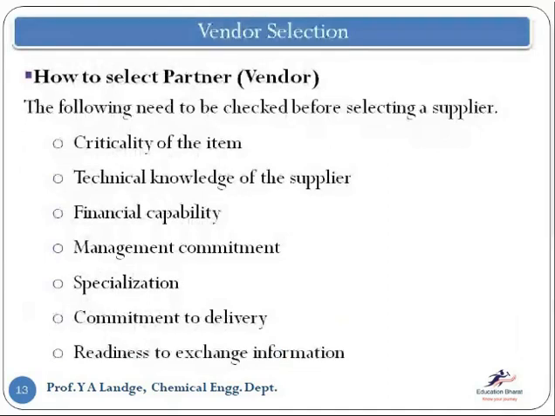So let's start the session on total quality management and the topic from module number 4. It is vendor selection. How do we select the vendor? The need for selection of the vendor is very important because all the industries require suppliers. We call a vendor a supplier.